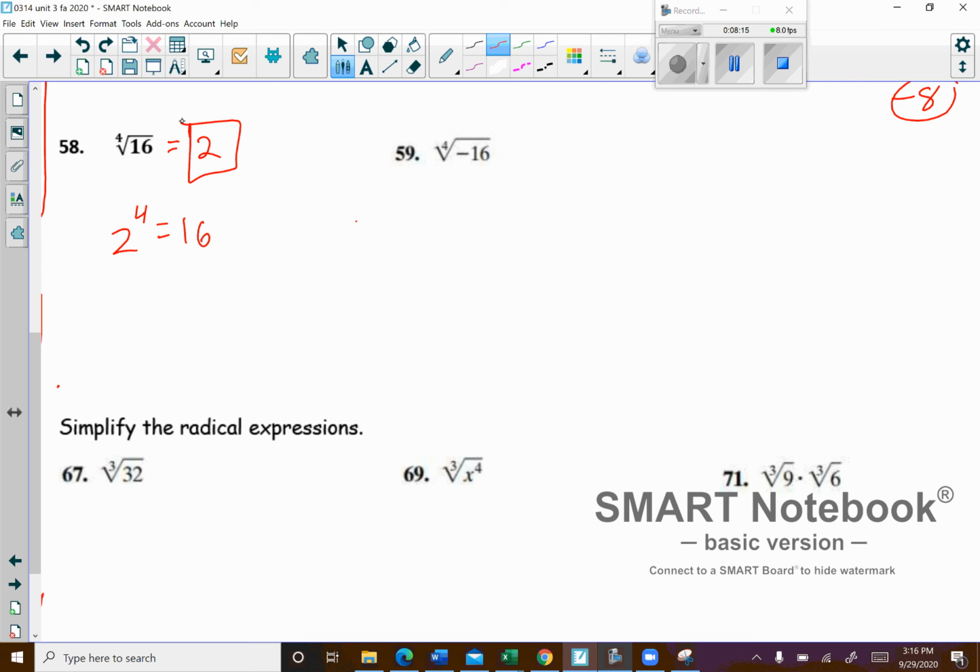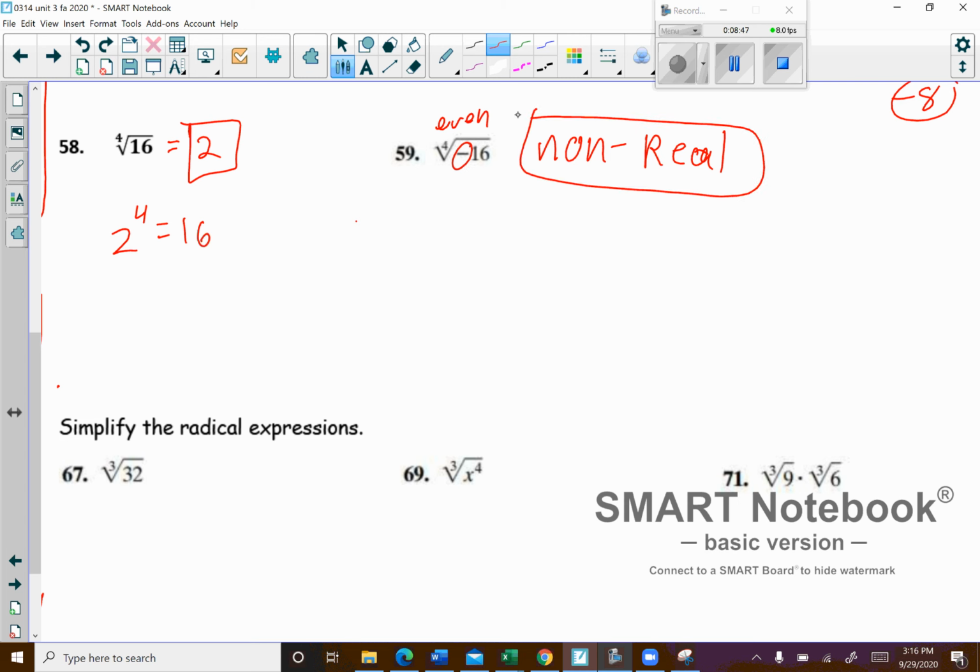Okay, 59. Oh, I guess I'll just pull the negative out, right? Oh, wait a second. This is even. Whenever it's even, you can't do even roots of negative numbers. Or it's not that you can't do them, it's just that it's going to be non-real. And like I said, at the very end of the lesson, we're going to finally see what we can do about that, okay? So it's not no solution, and it's not undefined, it's just non-real, okay?